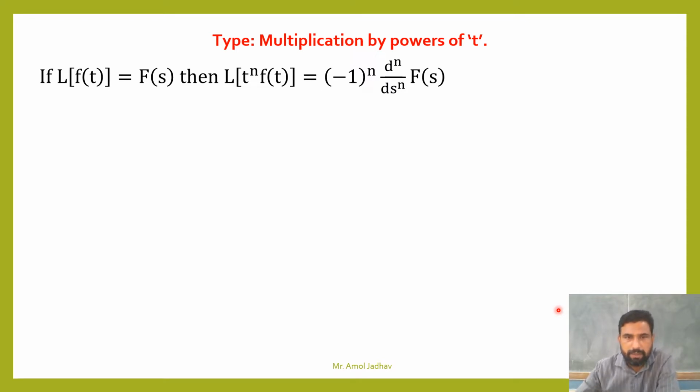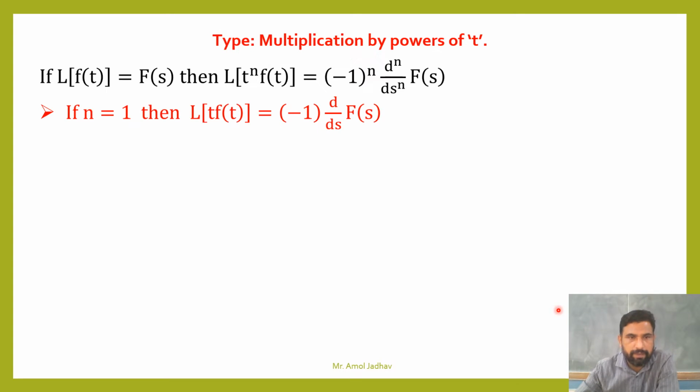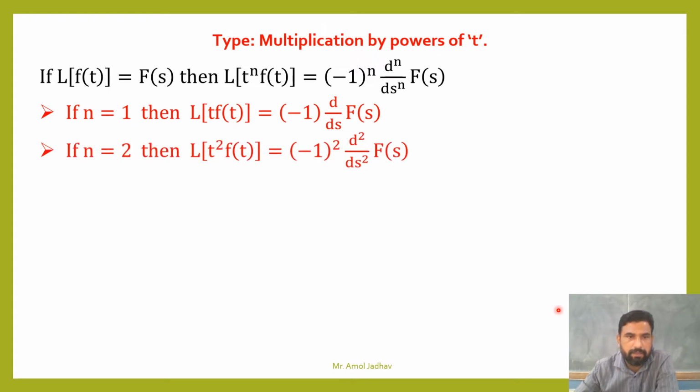Suppose n equals 1. Then the Laplace transform of t into f of t: put n equal to 1 in the above formula. So L of t into f of t is minus 1 into d by ds of F of s, that is, find one derivative of F of s. If n equals 2, then L of t square into f of t is minus 1 square into d2 by ds square of F of s, that is, two derivatives of F of s.